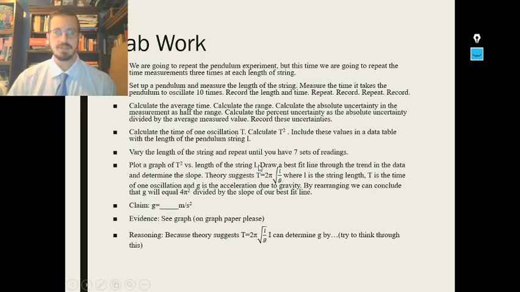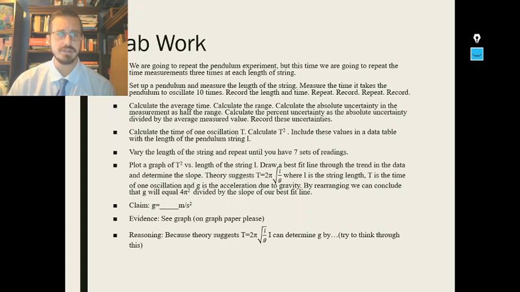The lab work for this week, we're going to repeat the pendulum experiment. This time we're actually going to repeat the time measurements 3 times at each length of string. And so rather than just timing 10 oscillations, we're going to do that, but we're going to repeat that 2 more times. So we've got repeated trials, repeated readings.